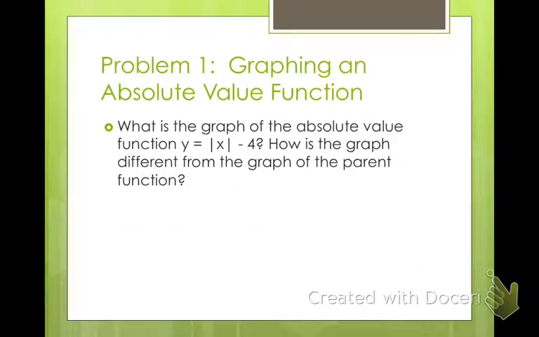So for graphing, what is the graph of the absolute value function y equals absolute value of x minus 4, and then how is it different from the parent function?